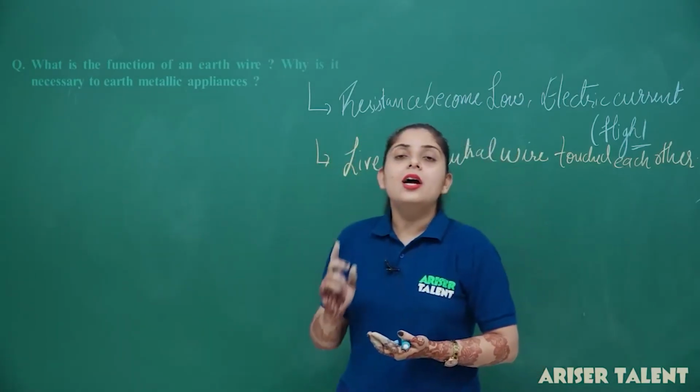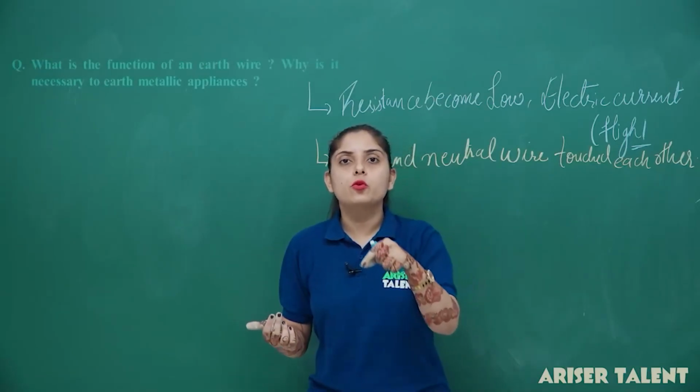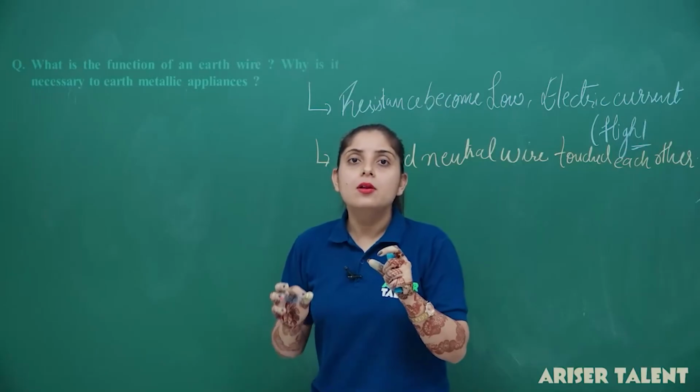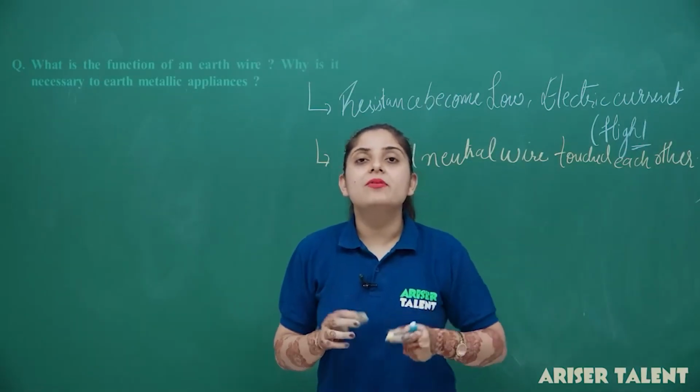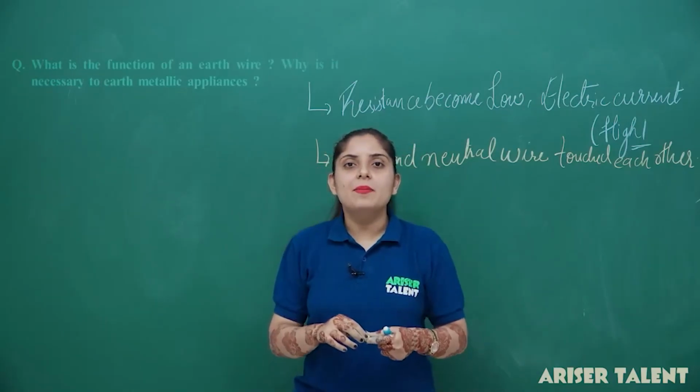That's why the earth wire is usually provided with the devices, so the excessive current will flow to the ground only, and this is attached to the metallic part of the appliances we are using, because it provides insulation to those devices. So this is how the earth wire basically works.